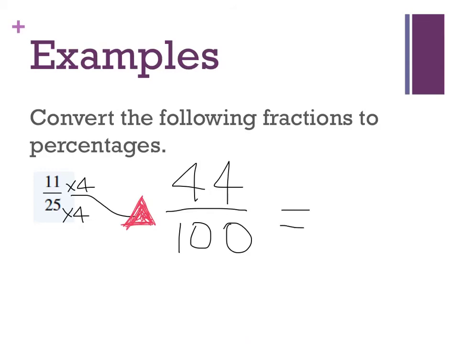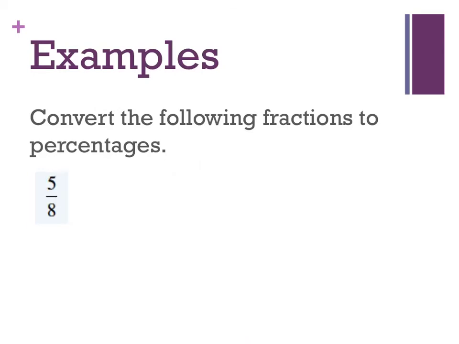Oh, cool, that's heaps easy now. Percent means out of 100. So if I've got 44 over 100, I must have 44%. Nice. Too easy. Now this one here is a little bit trickier. I'm going to show you a different way when I get back.